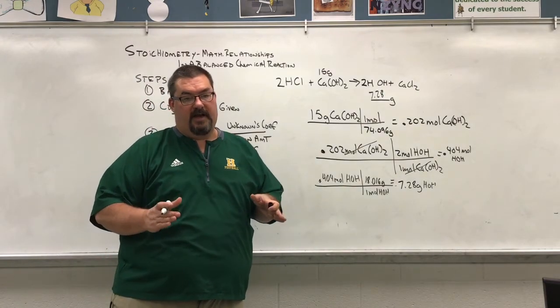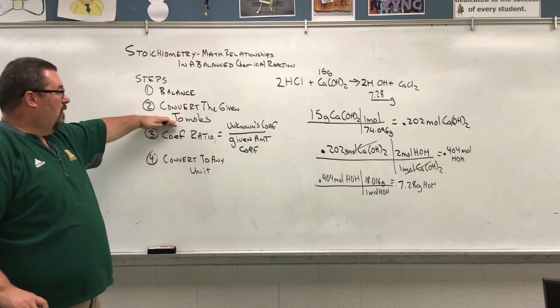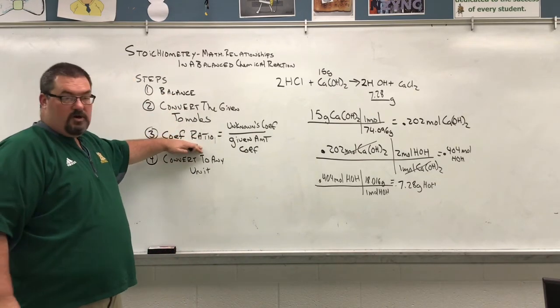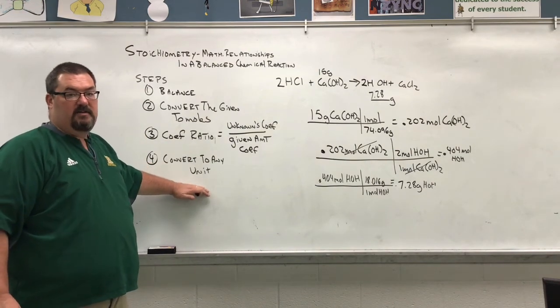Don't overcomplicate it, just follow the steps: balance, convert to moles of the given amount, use your coefficient ratio, and then convert it back to whatever unit you're asked for.